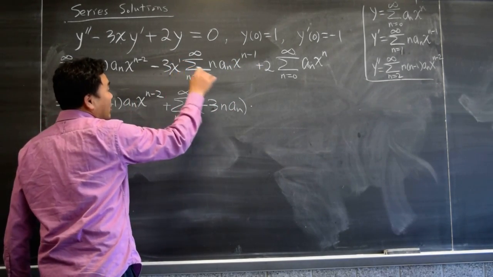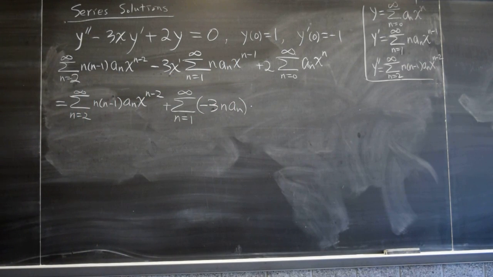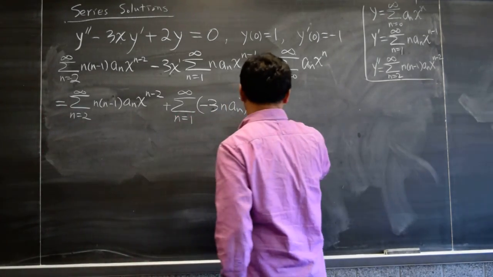This is x to the first power, x to the n minus 1. If you multiply them, what do you get? x to the n. x to the nth power, right? So you get x to the nth power.